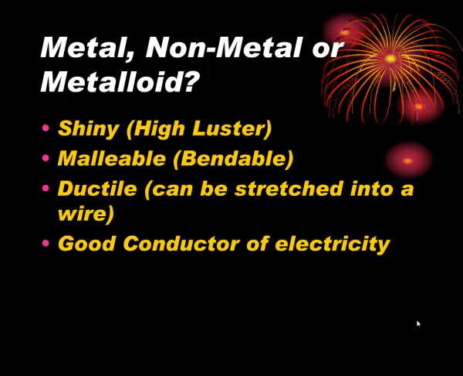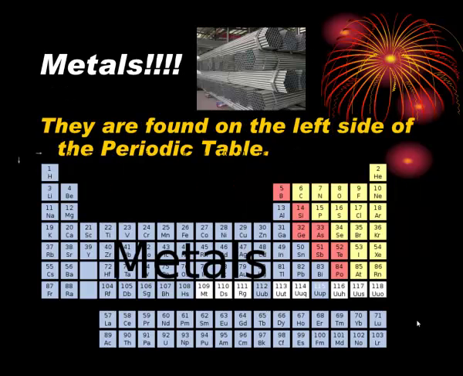Metal, nonmetal, or metalloid. If something is shiny, which means that it has high luster, it's malleable, meaning that you can bend it, it's ductile, which means you can stretch it into a wire, and it is a good conductor of electricity, would it be a metal, nonmetal, or metalloid? If you said metal, you are correct. Metals are found on the left side of the periodic table. And as you can see, metals are in blue on this periodic table.